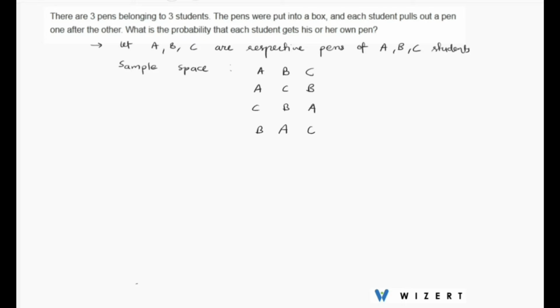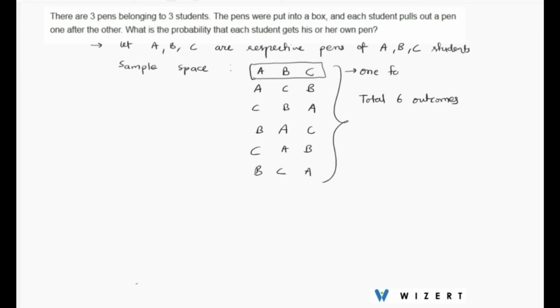Now there are two more possibilities that none of them get their own pen. A, B, C and A, B, C. So there are total 6 outcomes, out of which only one is favorable.